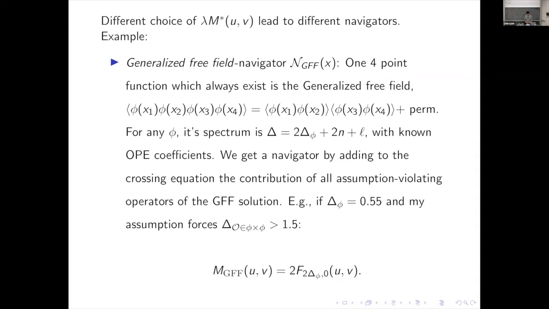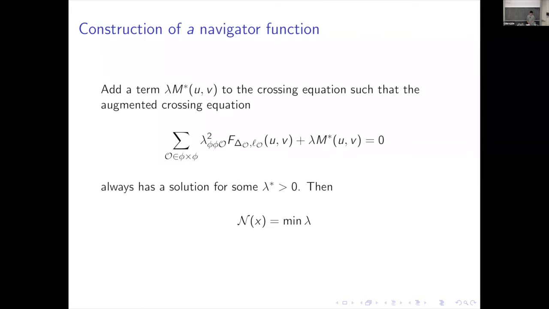And if we do so, we will always be able to solve the augmented crossing equation because it will always have in it the GFF solution. We have added by hand the operator that violates our assumption, and then all the other operators in the GFF solution will be found in this sum on the left.